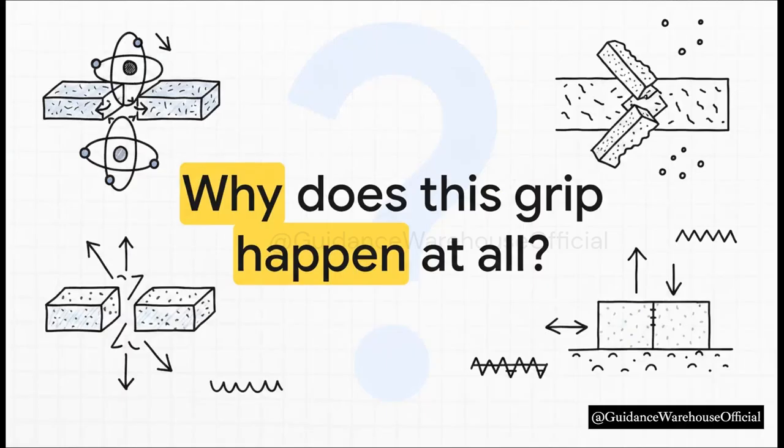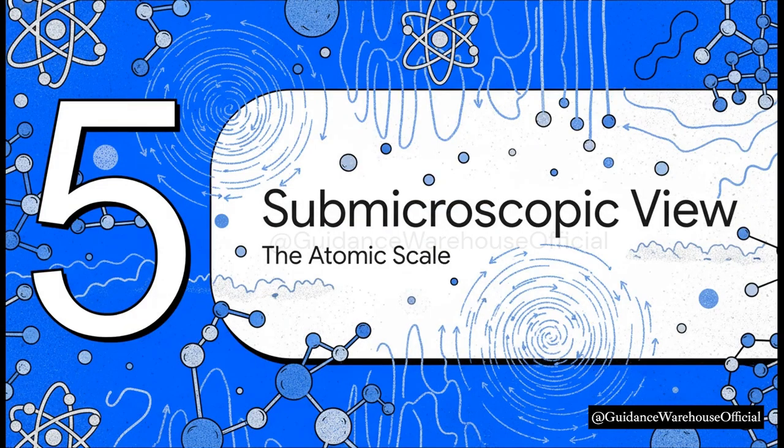Okay, we know the math now, we know the forces, but wait, this is important. You might be asking, why does this happen at all? Like, what physically causes this grip between two surfaces in the first place? To answer that, we really have to shrink down for Section 5, the submicroscopic view.